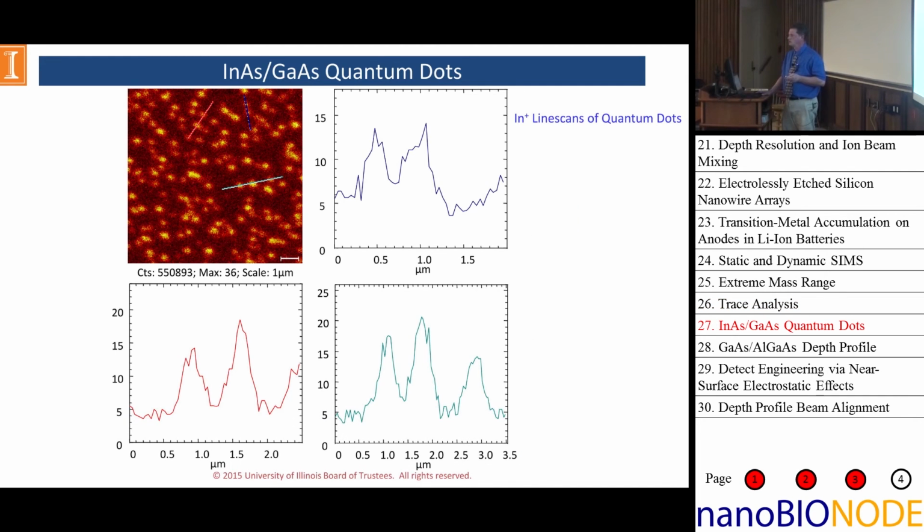We can also do line scans. This is some quantum dots of indium arsenide on gallium arsenide, and you can kind of see the lateral resolution. Lateral resolution of the TOF SIMS is on the order of a micron, although in this case we're seeing things about half a micron in size.